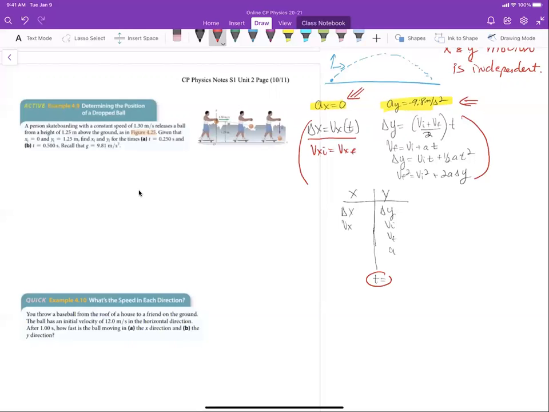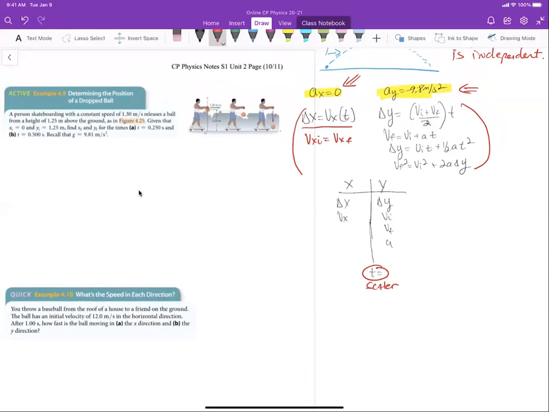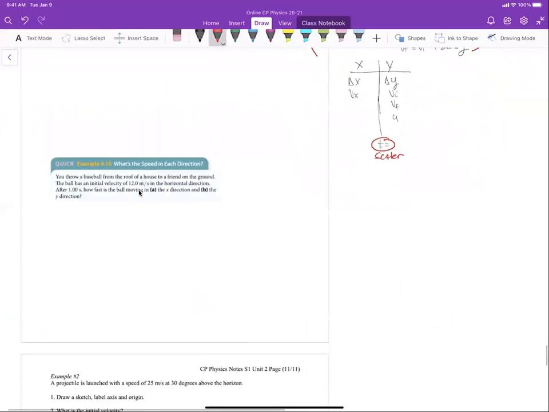The only variable that can cross the boundaries of the x and y dimensions is time, because it is a scalar. It has no direction. It doesn't make sense to say 10 seconds north or 10 seconds to the east. So once we know time in y, we know the time in x. Let's use that knowledge.